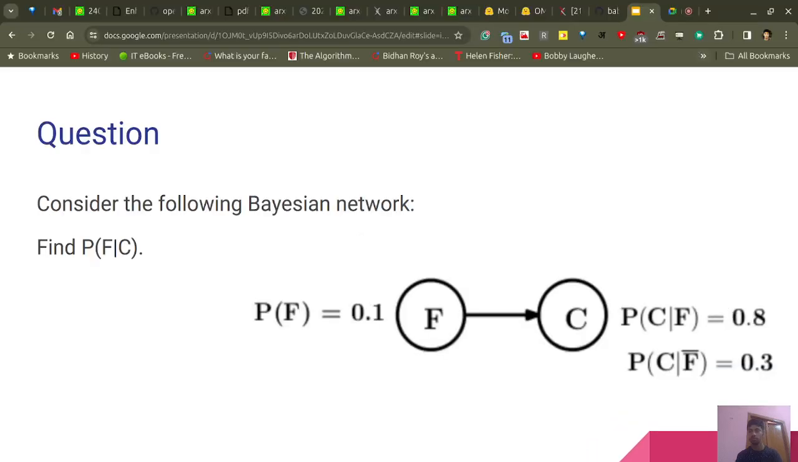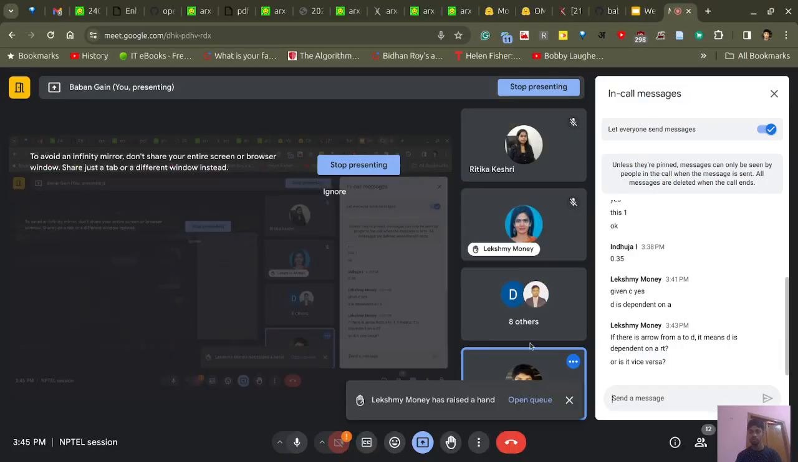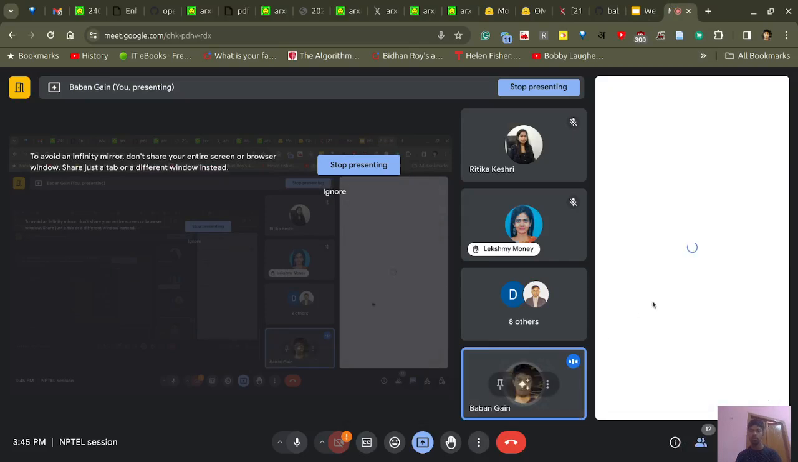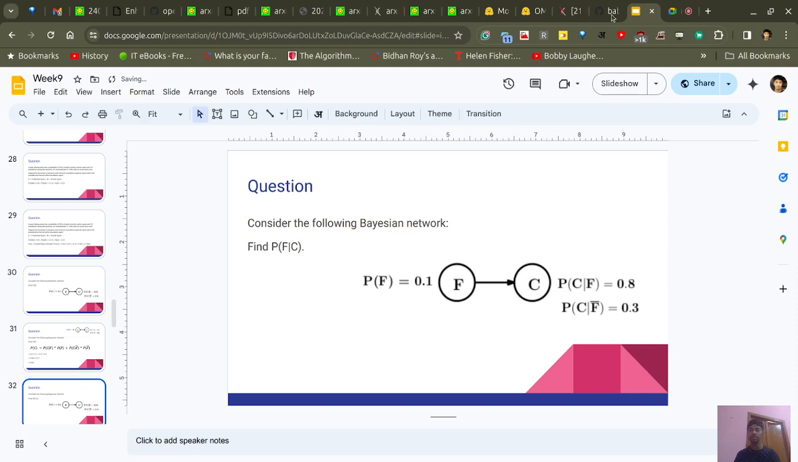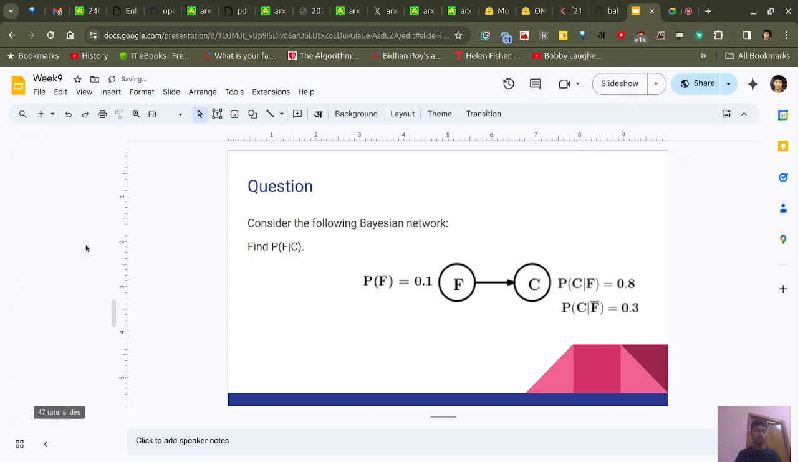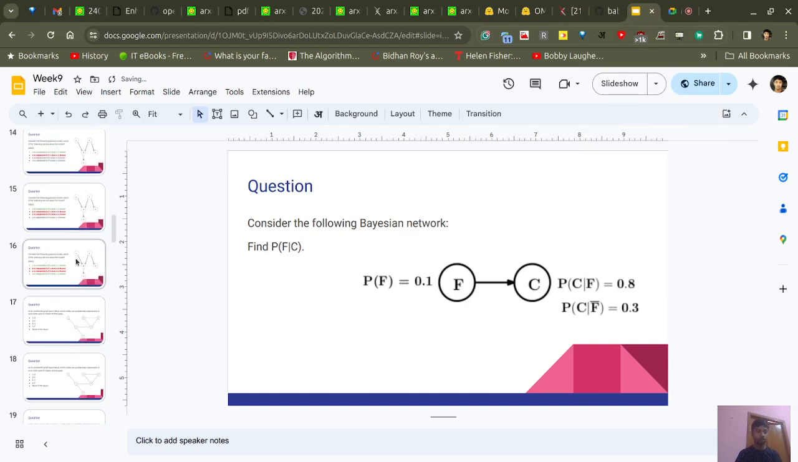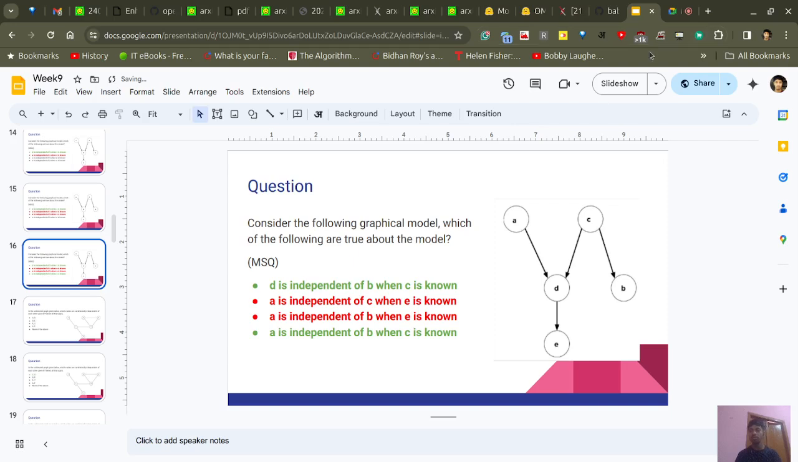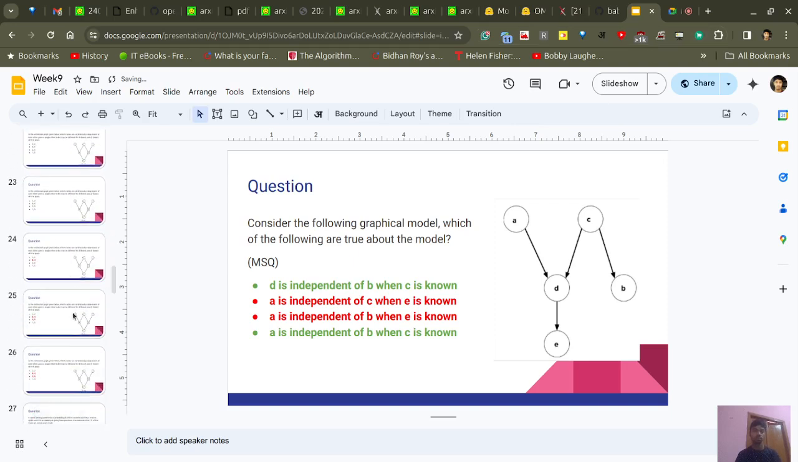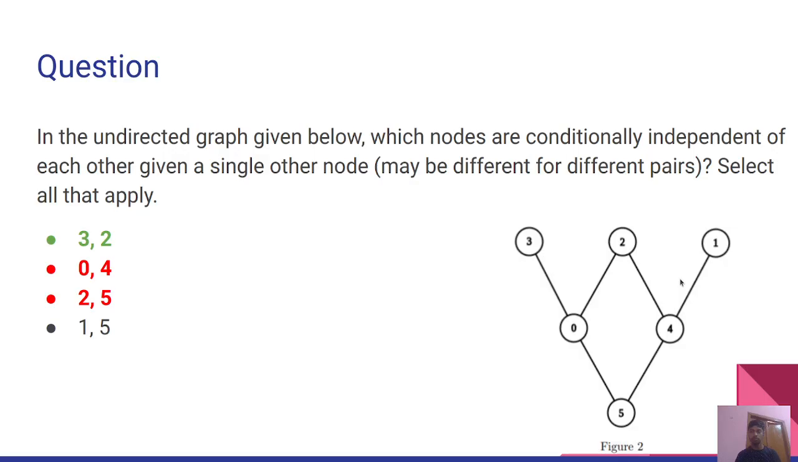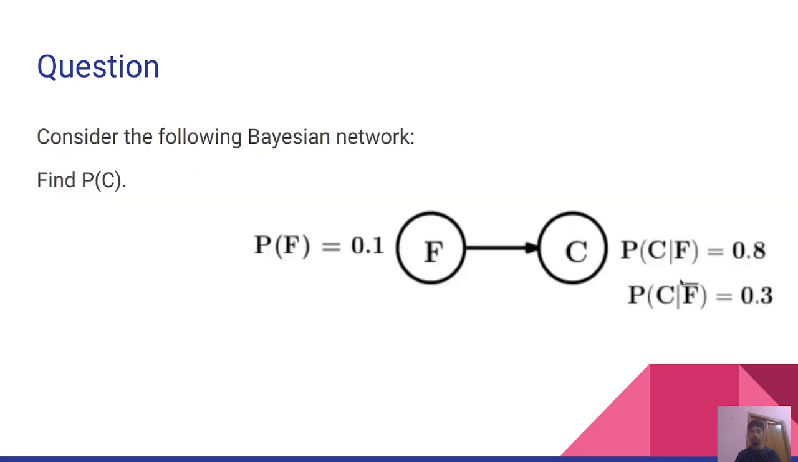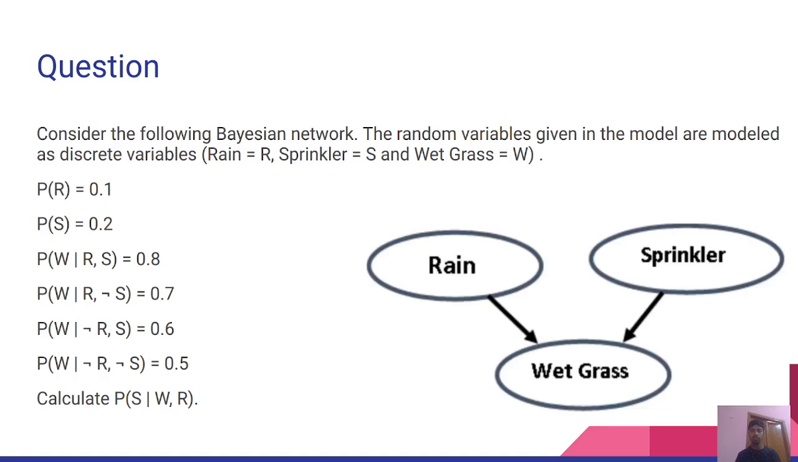Is there any question or something? Okay. Yeah, Lakshmi, you can. Yeah, you are right. Initially I was speaking it differently. Let me go there. Yeah, D is dependent on E. Okay, so this is done.